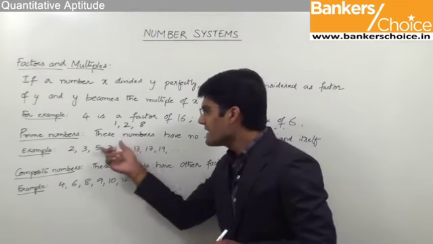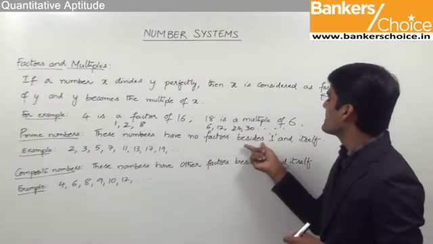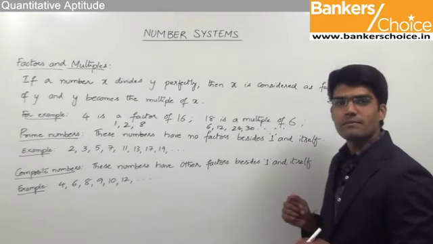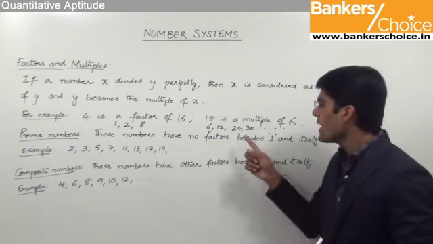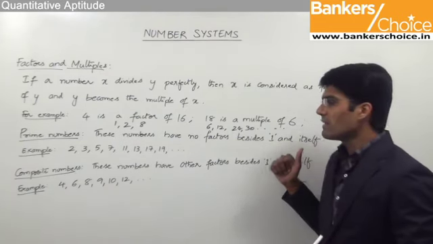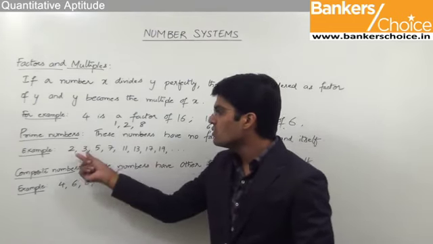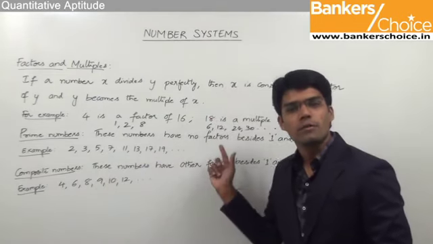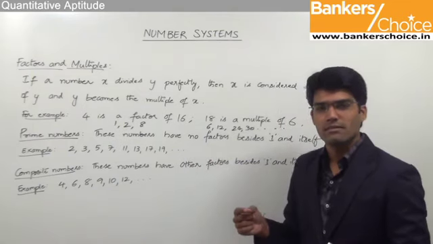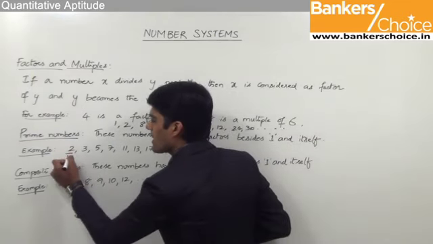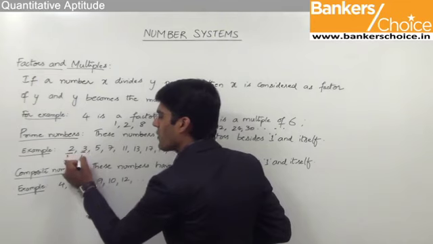Prime numbers: these numbers have no factors besides 1 and itself. So prime numbers are those numbers which have only two factors, 1 and the number itself. And some examples of prime numbers are 2, 3, 5, 7, 11 and so on. So all these are numbers which have only two factors, 1 and the number itself. For example, the factors of 2 are 1 and 2. Factors of 3 are 1 and 3.